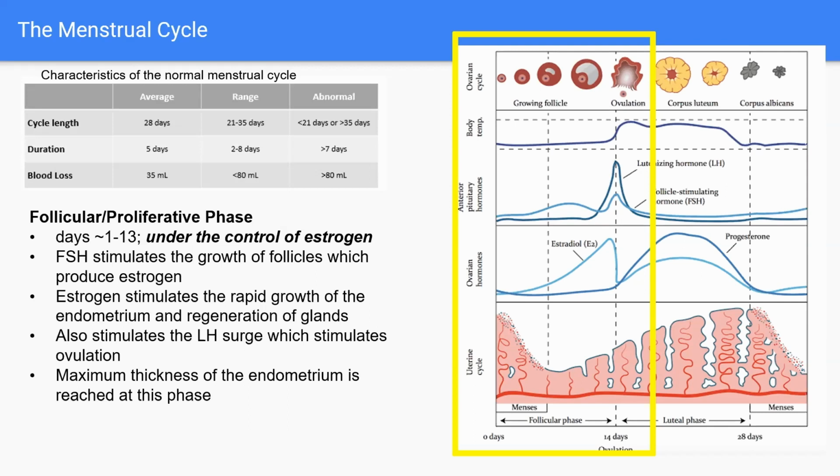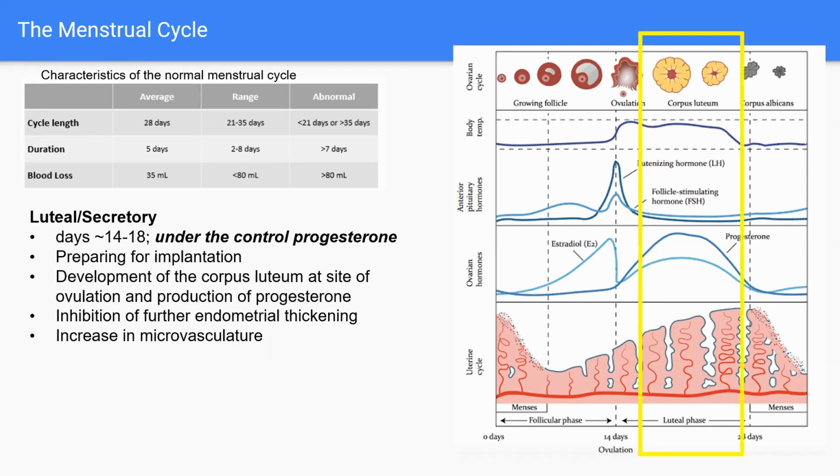Okay, so that's another important point. Follicular phase is under the control of estrogen, and the endometrium becomes the thickest in this phase. Then we enter the luteal or the secretory phase. So around days 14 to 18, under the control of progesterone, the endometrium is already thickened from the follicular phase, but here there's going to be an increase in microvasculature.